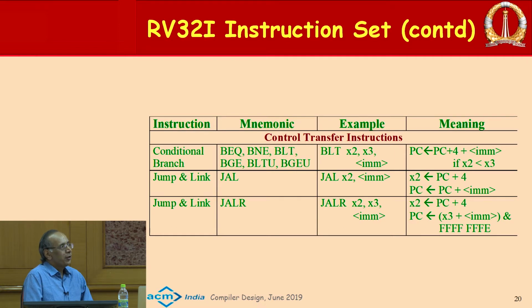PC stores the address of the next instruction to be fetched. As soon as it fetches, it will get incremented. The return address should be PC plus 4. Well, actually this happens in the sense that only after this happens is the PC value getting modified. That is the reason. The idea is the same.